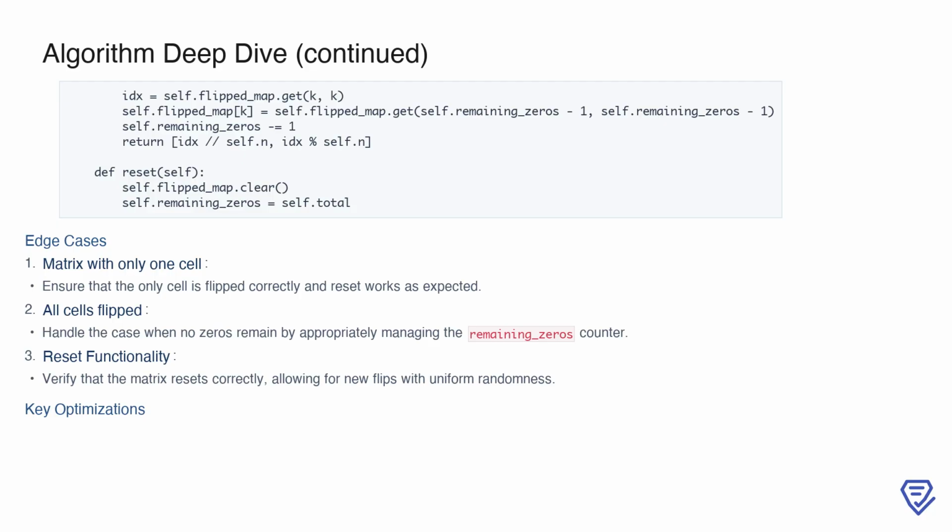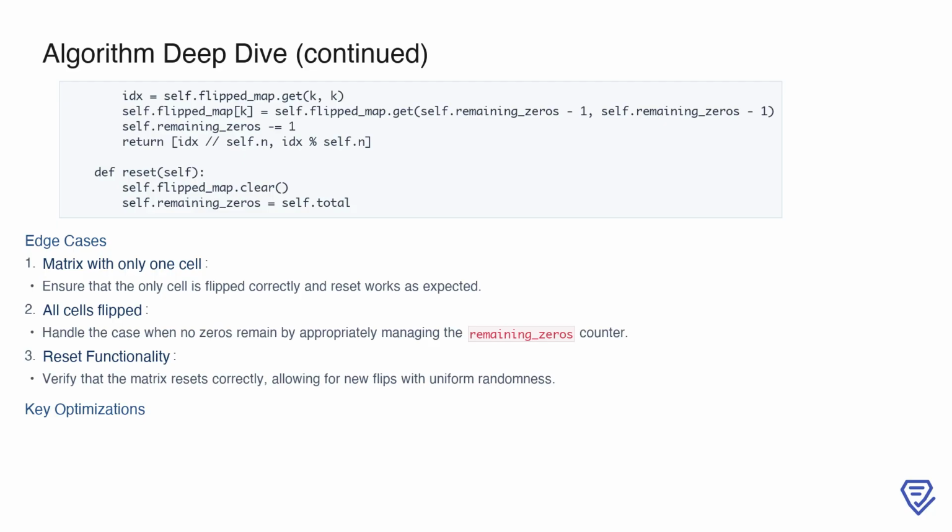Finally, we return the 2D coordinates of the selected cell by dividing the index by the number of columns to get the row and taking the remainder to get the column. The reset method is straightforward. It clears flipped_map and resets remaining_zeros to its initial value, effectively restoring the matrix to its original state. This ensures the algorithm can be reused for subsequent operations.